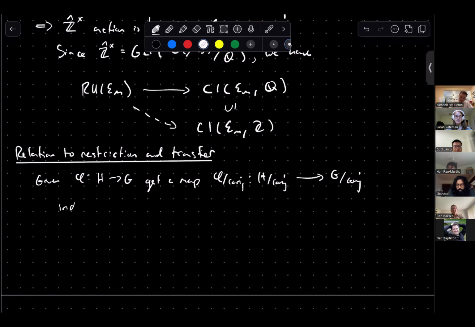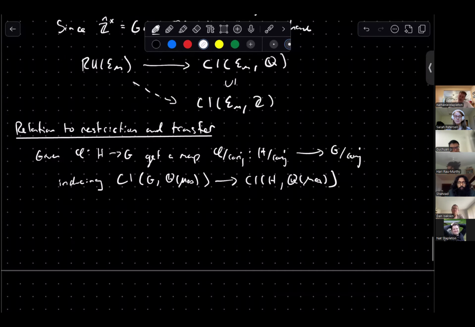So this induces a map from CL(G, Q adjoin μ_∞) to CL(H, Q adjoin μ_∞). And it turns out that this is the map compatible with the restriction map on representation rings through the character map. So let me just summarize this by saying there's a commutative square.